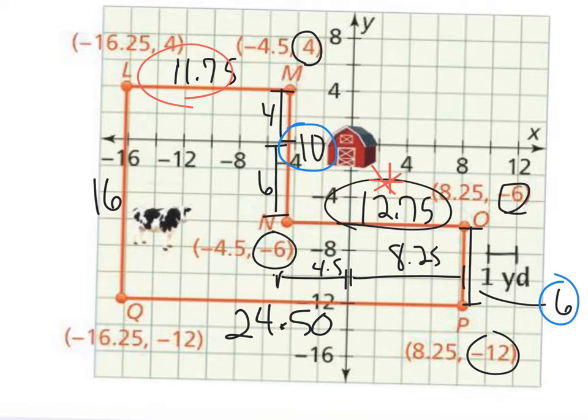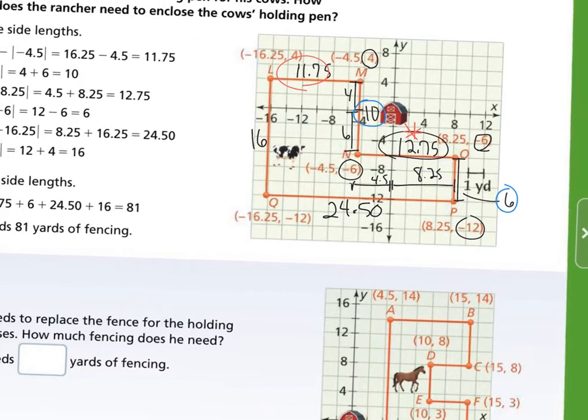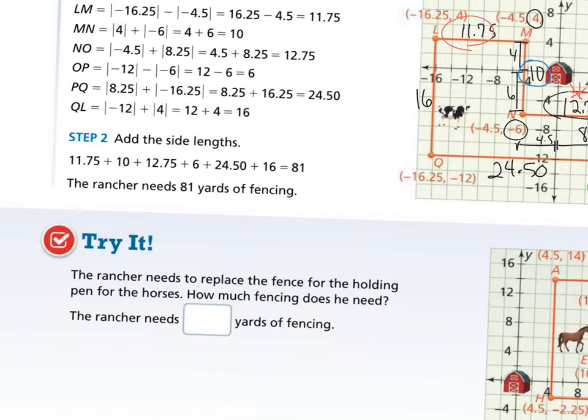But anyway, same process as what we did in the last lesson. It's just a lot more pieces to it. And then once we get that, we're just adding those together, and that would be 81 yards of fencing.